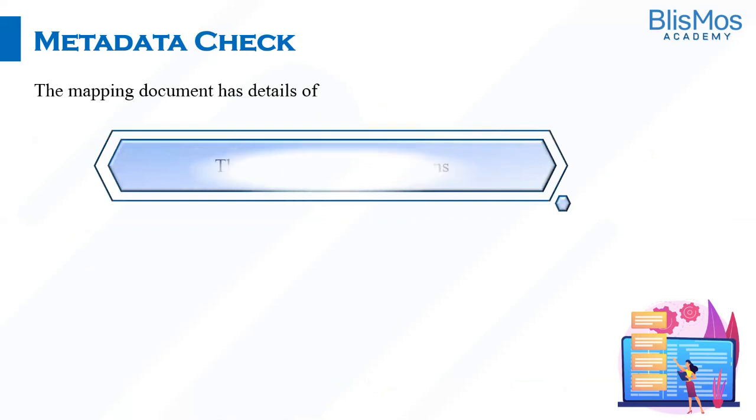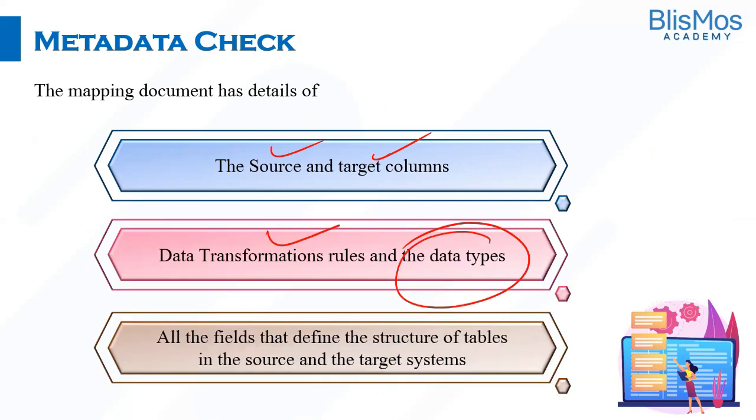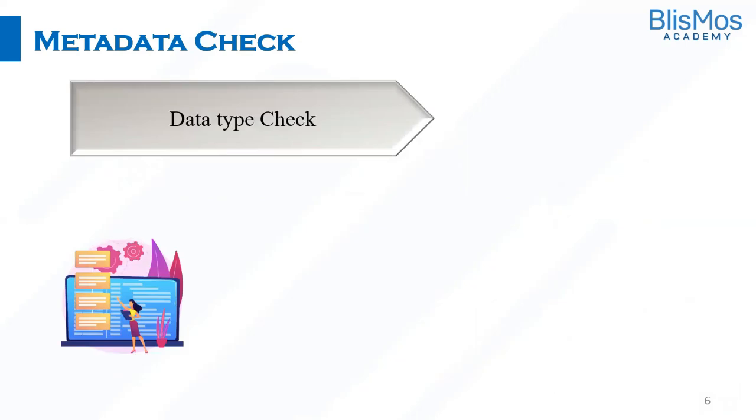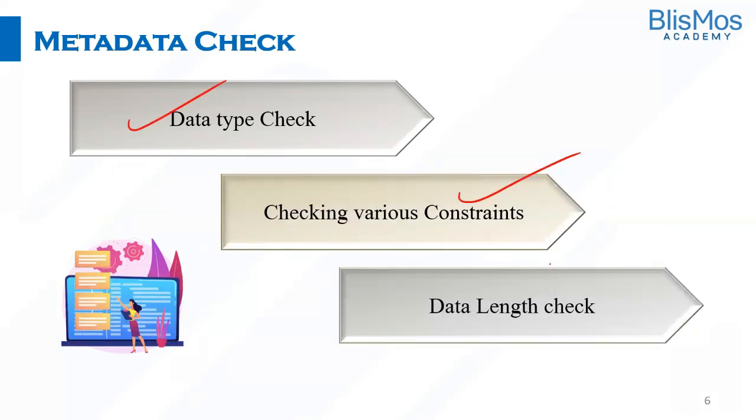As we know, the mapping document has the details of source and target columns. It also has the data transformation rules and the data types. The mapping document also has information about all the fields that define the structure of tables in both source and target systems. In the metadata check, we have three important checks at a high level. One being the data type check. The second one is checking various constraints. The third one is the data length check. Let us discuss them one by one.